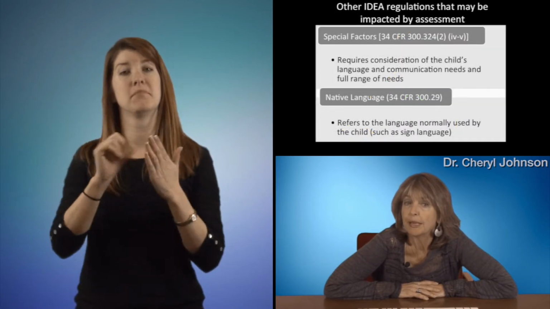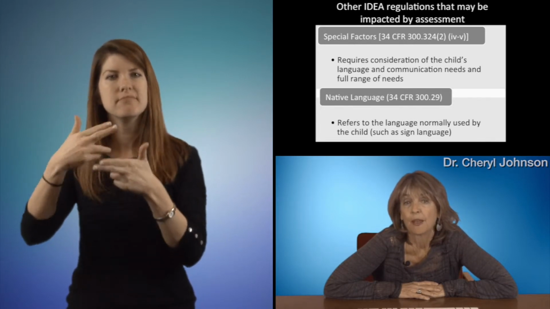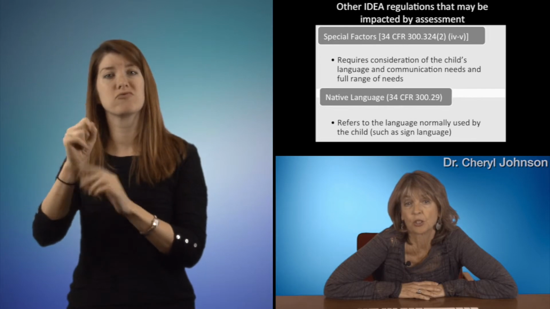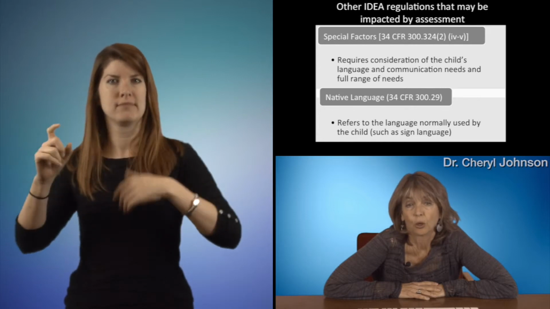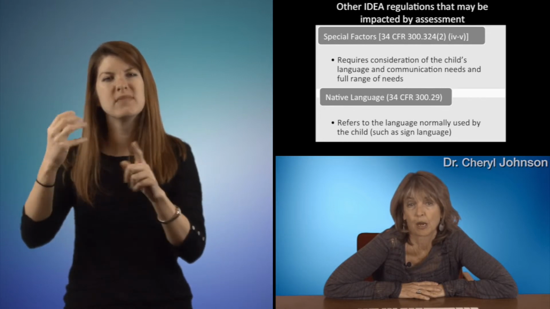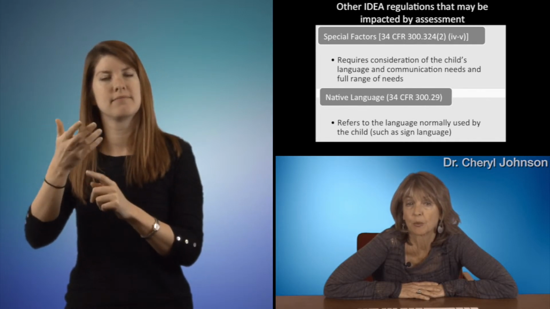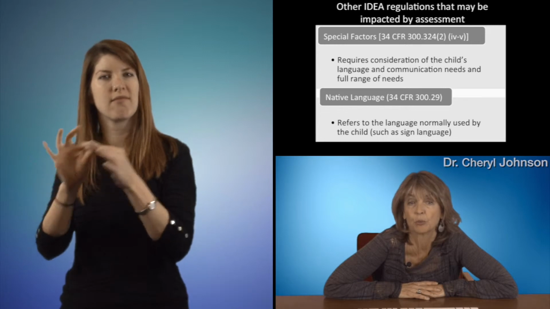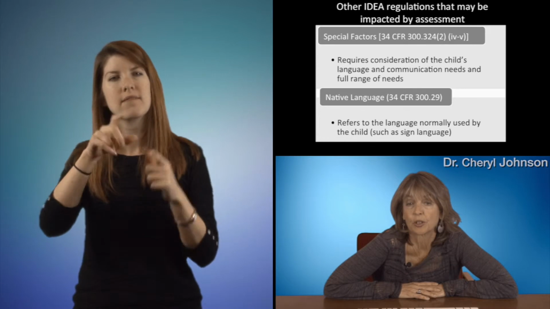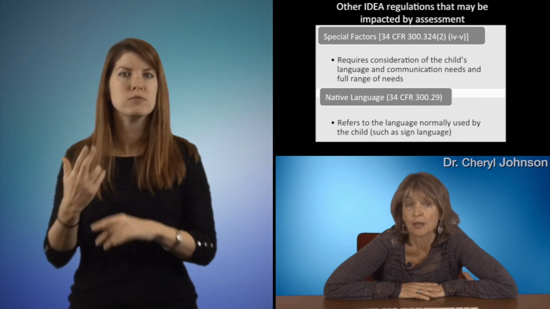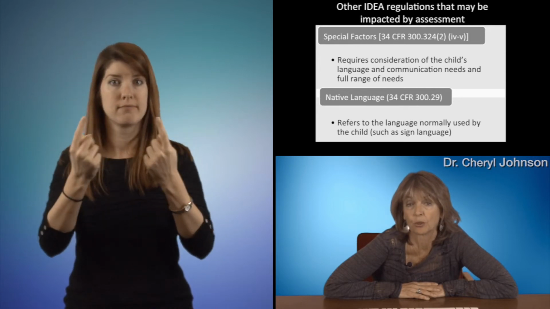Some other regulations that may impact assessment, special factors, which I've addressed a couple of times, mentioning that the special factors require considerations of the child's language and communication needs, as well as their full range of needs. You'll have more detail on that in one of the other modules, but that's a very powerful place to look at the services that we need to provide our children and how they relate to their language and communication. And then native language, which we've also mentioned, refers to the language that they normally use. So it could include sign, it could include speaking and listening, a combination, just depending on what that child's currently using.